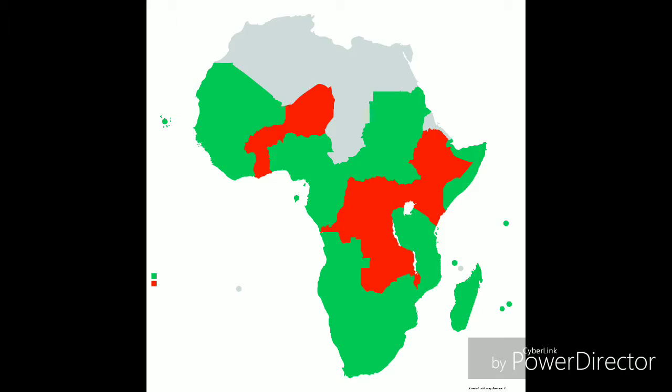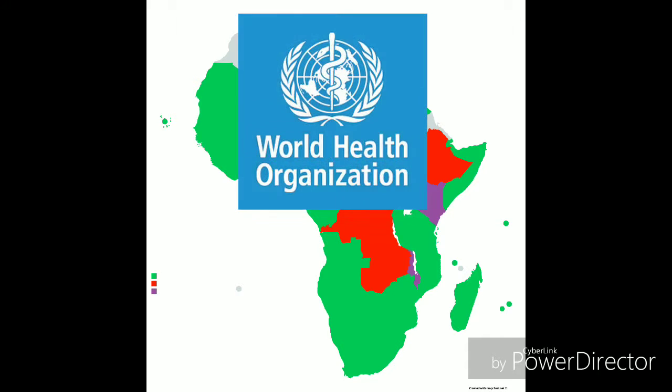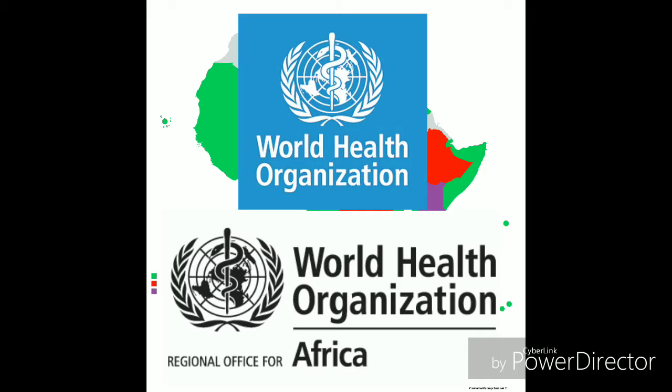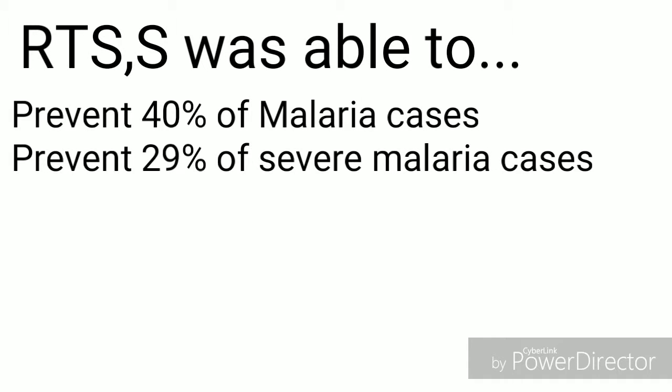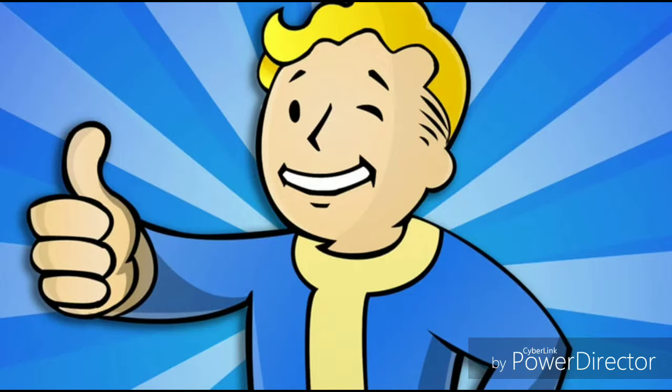It is currently being used in certain parts of Ghana, Kenya, and Malawi, and the World Health Organization, as well as its regional office of Africa, who is pushing the vaccine, hope to have better insight on its impact on malaria cases in 2020 when phase 4 testing will begin. But already, previous tests have shown that the vaccine was able to prevent around 40% of malaria cases, as well as prevent 29% of severe malaria cases. Of course, this sounds like a problem solved. A vaccine is on the way and is generally efficient, even in its early stages.